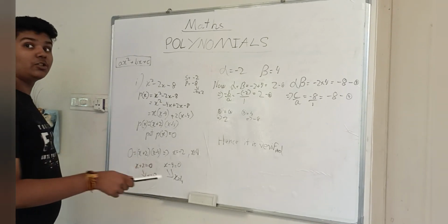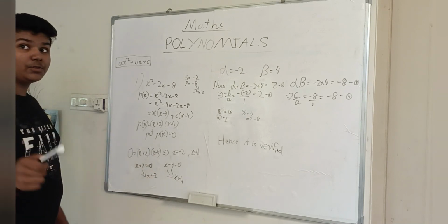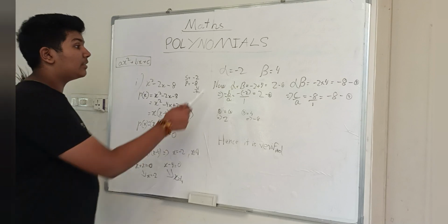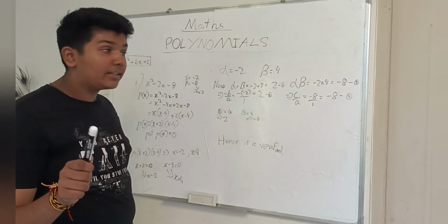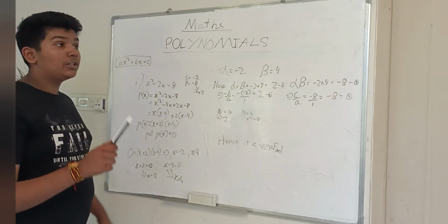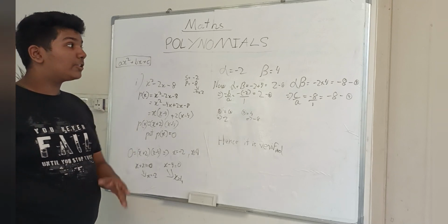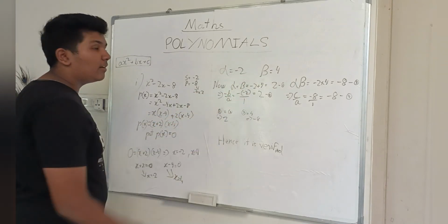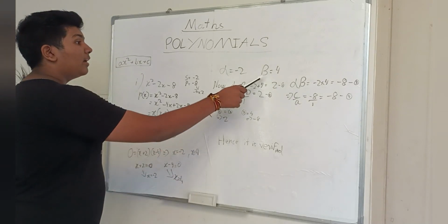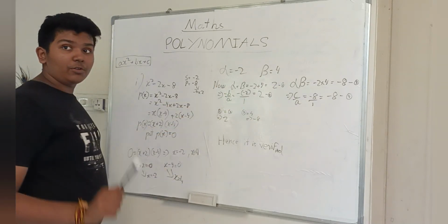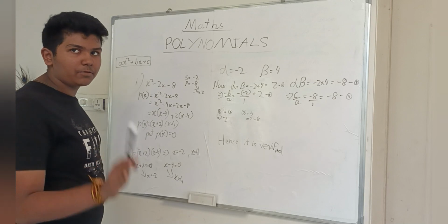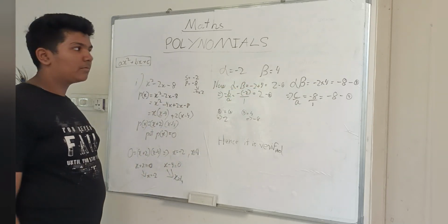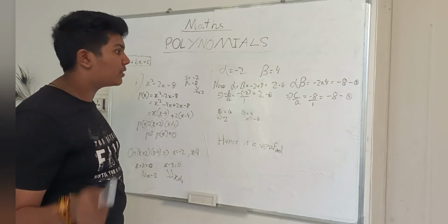So x1 is equal to minus 2, x2 is equal to positive 4. Now as I said, alpha we will put for x1, so x1 is equal to alpha is equal to negative 2. And this beta is equal to 4, that is positive 4. So x2 is equal to beta is equal to positive 4.